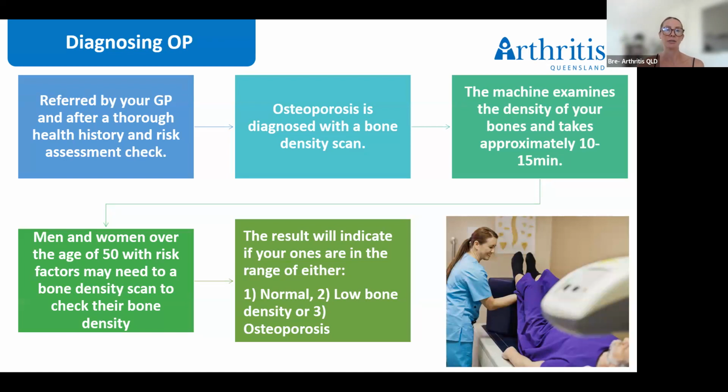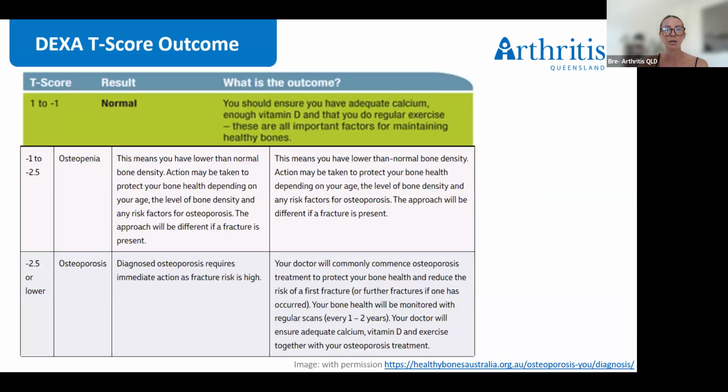So we're actually going to have a look at what these T-scores look like. Sorry that the normal range is a little blurry, but if you do score between 1 and -1, that means you're in the normal range, and it's great. You can keep up adequate calcium, vitamin D levels, and regular exercise, and these will help maintain your healthy bones. If you do score between -1 and -2.5, this is osteopenia.